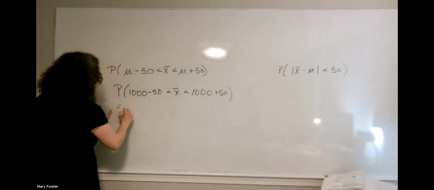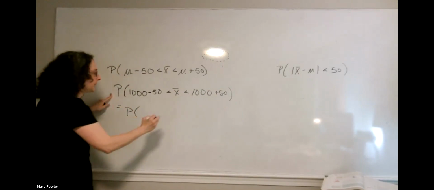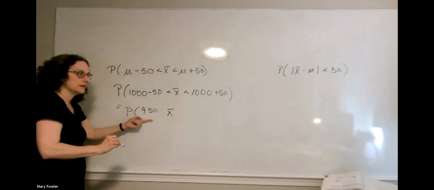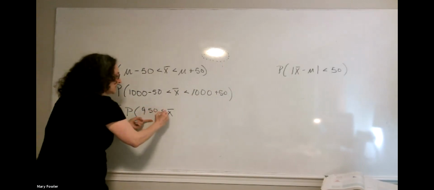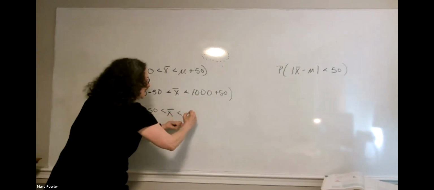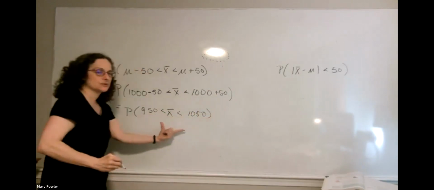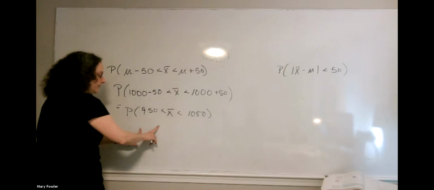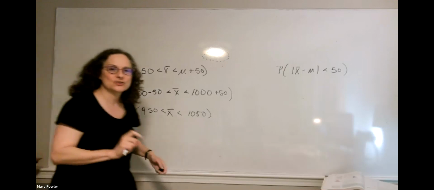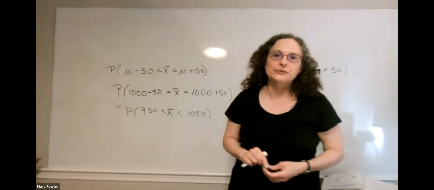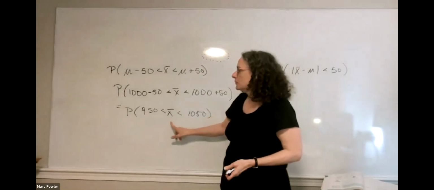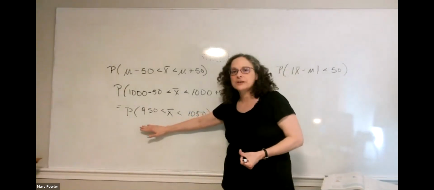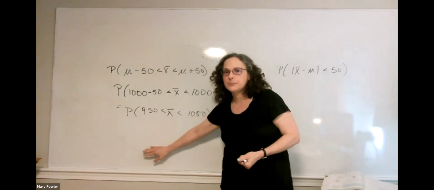So really what this question is asking for is the probability that x bar is between 950 pounds and 1,050 pounds. Okay. So this problem now looks like the probability of a bounded region. We know that x bar is going to be normally distributed because the sample size is large. But for right now, let's just get it to this point because we know we can draw this picture.